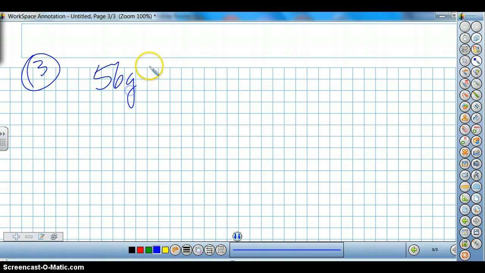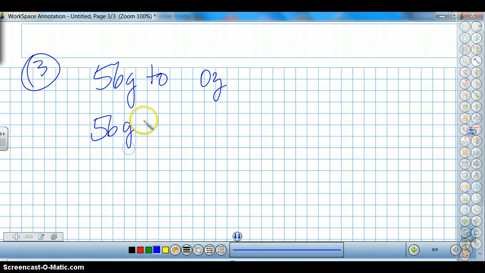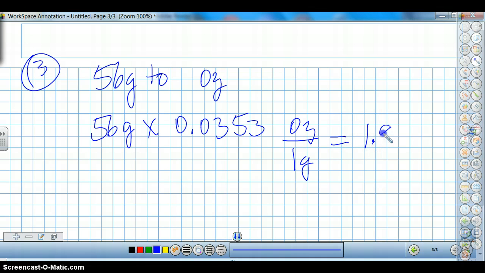56 grams to ounces. Notice that this is weight, this is not volume. So 56 times 0.0353 ounces in 1 gram. And when you multiply this, you get 1.9768 ounces.